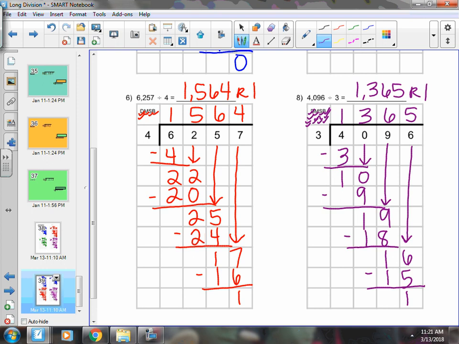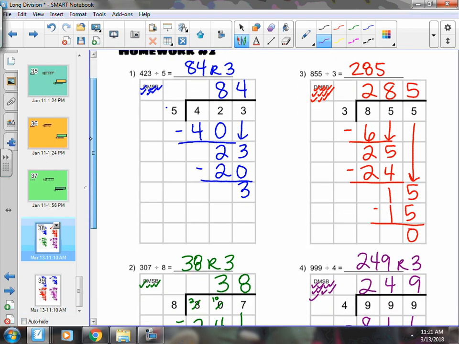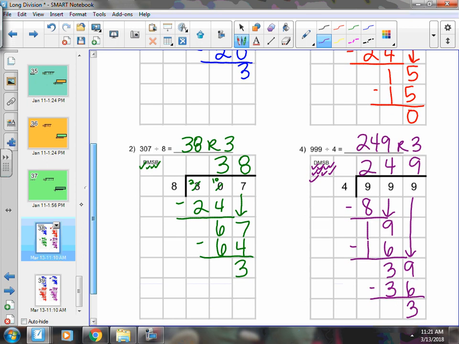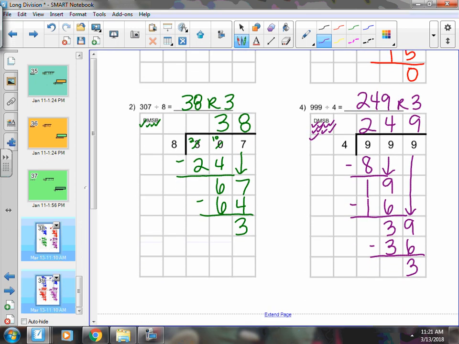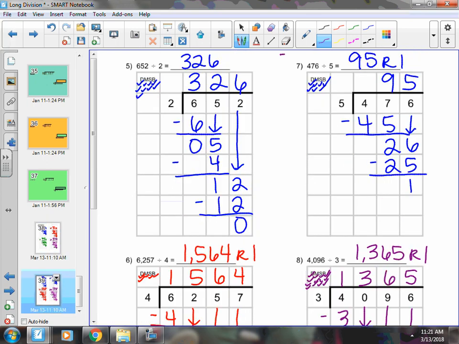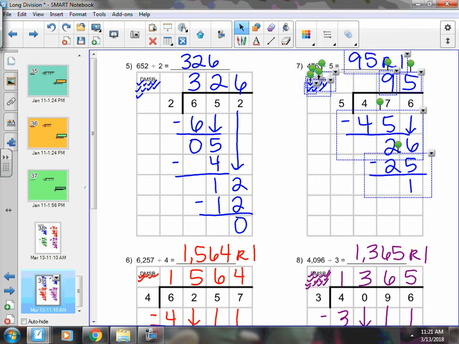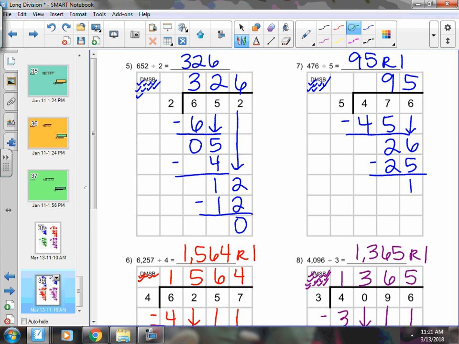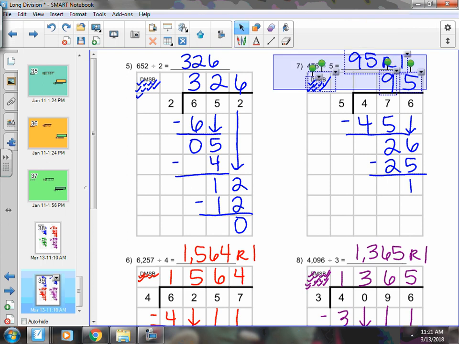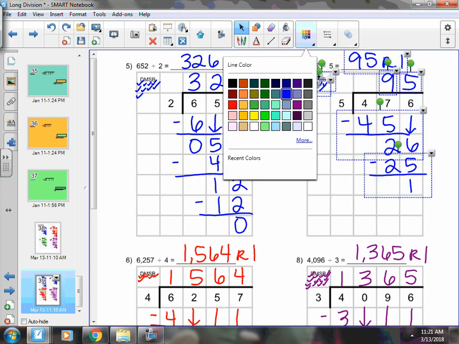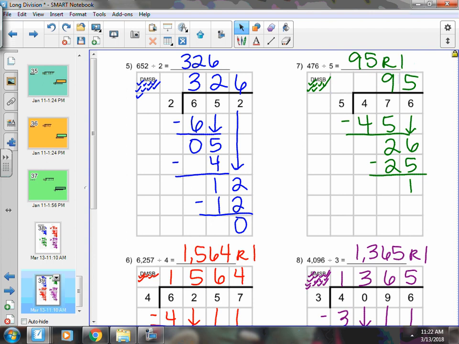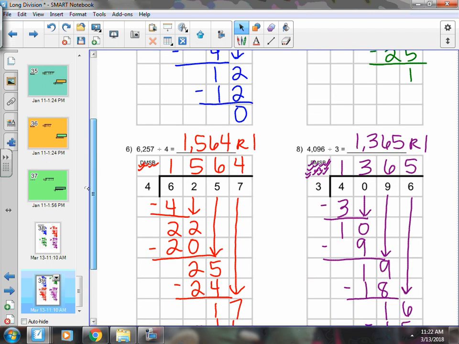Here are the answers for the first page. Here are the answers for the second page. I'm going to make all of this, whoops, a different color. There we go. All right. And the answers to the last page.